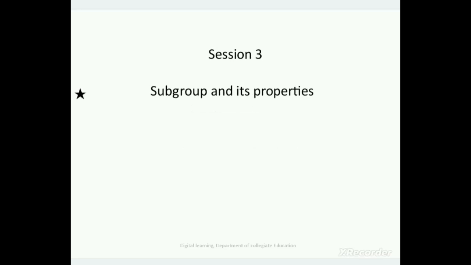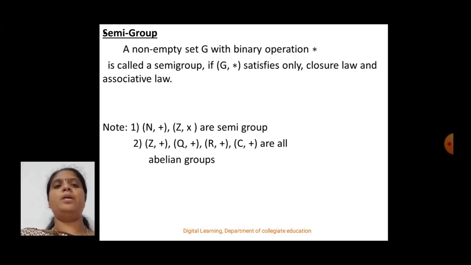In this session 3, let us discuss the definition and properties of a subgroup. Explanation of the semigroup: a non-empty set G with binary operation star is called a semigroup. Then it should satisfy two laws here. One is the closure law, another one is the associative law.